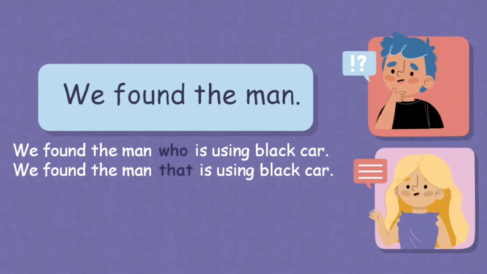Now, let's check out when we want to use who or that in adjective clause. Well, there are many people in the picture. Which man did you mean? In this sentence, we want to give more description about the man by saying he is using a black car. In these sentences, we use connectors either who or that because we do not mention the specific name of the man.